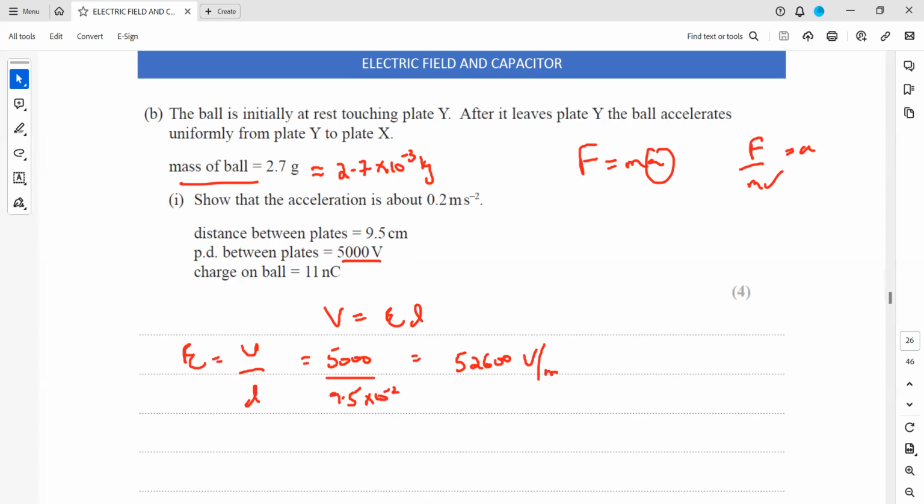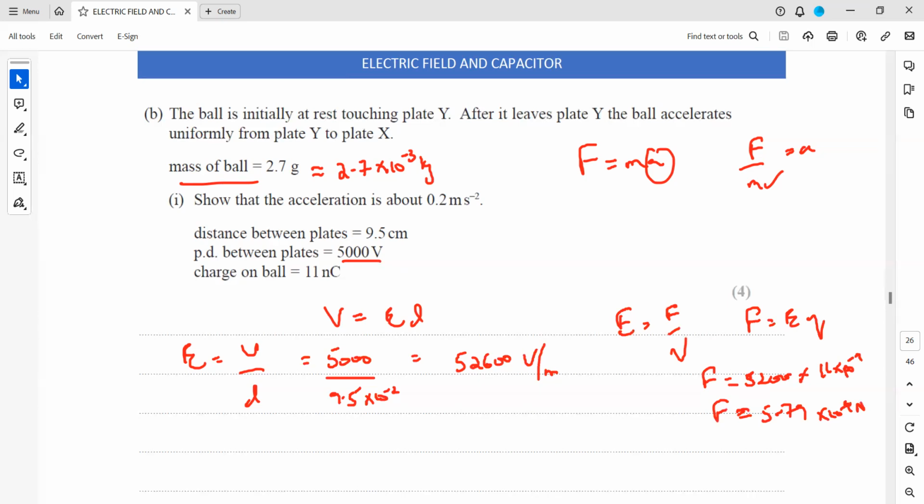After getting the electric field strength, E is equal to F divided by Q. So if I need F, it will be E into Q, where E is the strength of the electric field, which is 52,600, and Q is the charge. That is the total charge, given as 11 nanocoulombs, so 11 into 10 to the power minus 9. When we multiply, we get the force, which is 5.79 into 10 to the power minus 4 Newton.